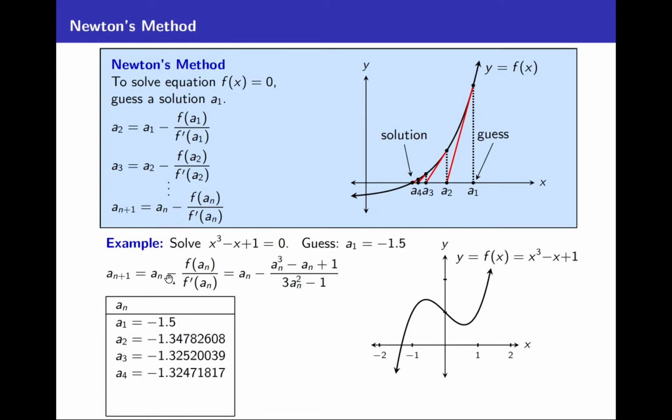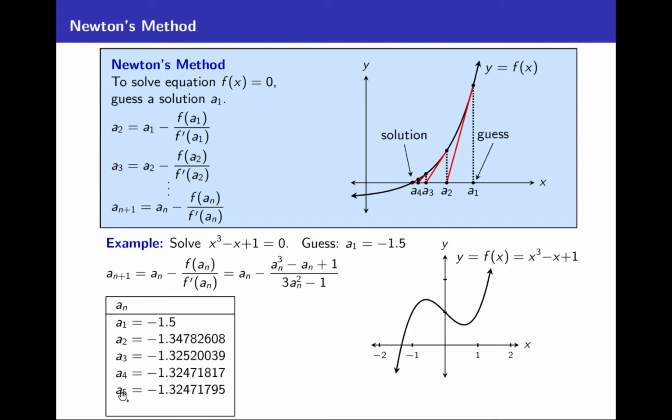plug in a sub 4 into our expression here to get a sub 5. A sub 5 works out to be this. And look, you can see you're stabilizing somewhere around negative 1.32471. You get some difference out here, but a sub 4 and a sub 5, they're really close together. They are very close to this actual solution to this equation.